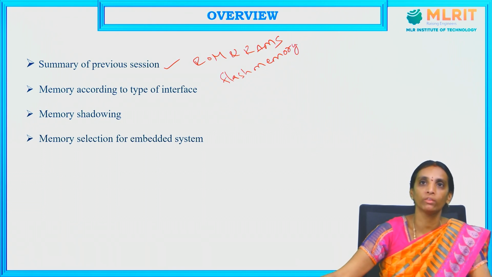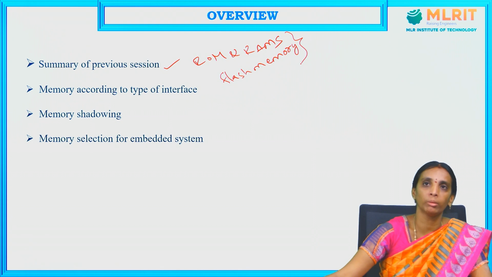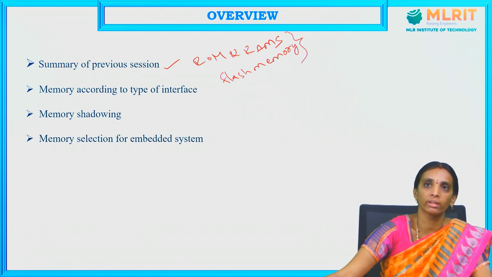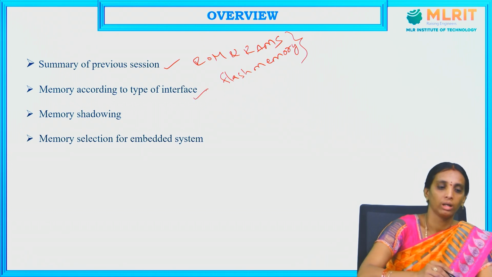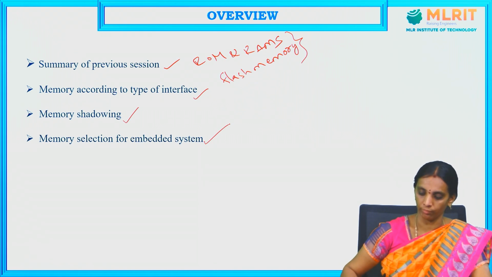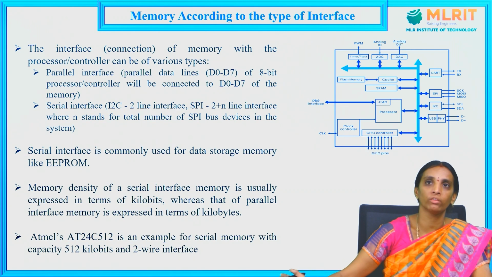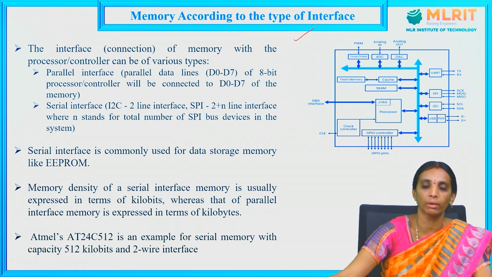Now, in today's session, on these memories, how can we select the memory for our design, and what are the different methods available for selecting a particular memory or for interfacing a particular memory to our controller. And memory shadowing: what is meant by the concept of memory shadowing, and memory selection for our design. The first topic is memory according to the type of interface.